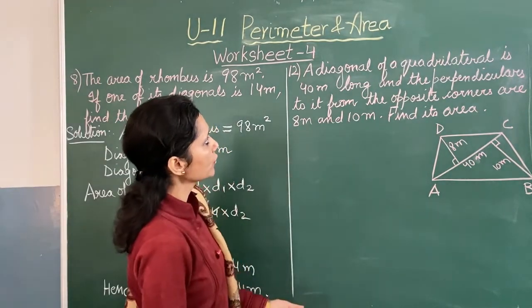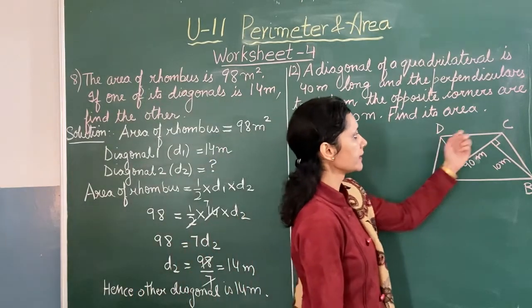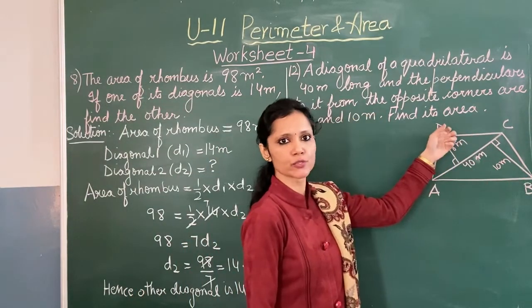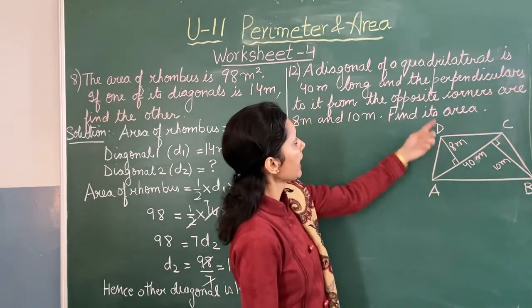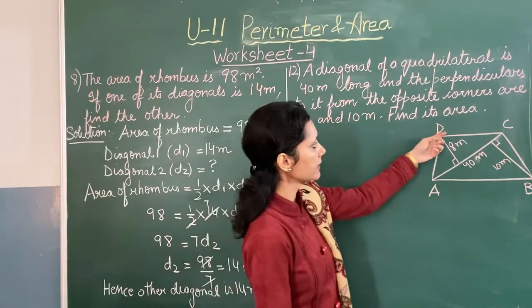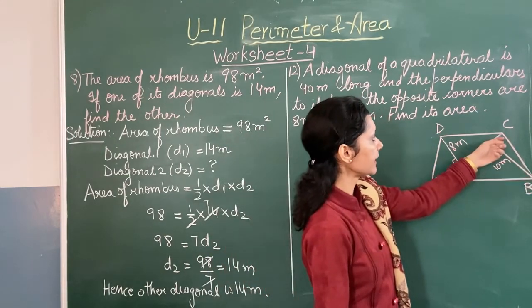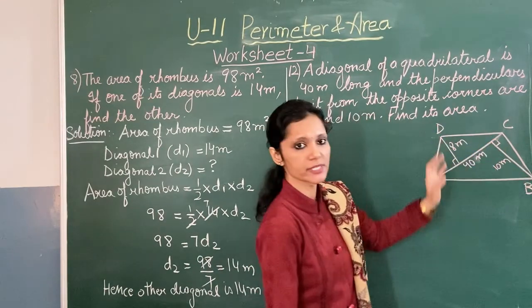Question number 12. A diagonal of a quadrilateral is 40 meters. What is a quadrilateral? A quadrilateral is a four-sided closed figure. So one of the diagonals is given to us as 40 meters and the perpendiculars on it from the opposite corners are 8 meters and 10 meters. So these are the perpendiculars on the diagonal from the opposite corners.